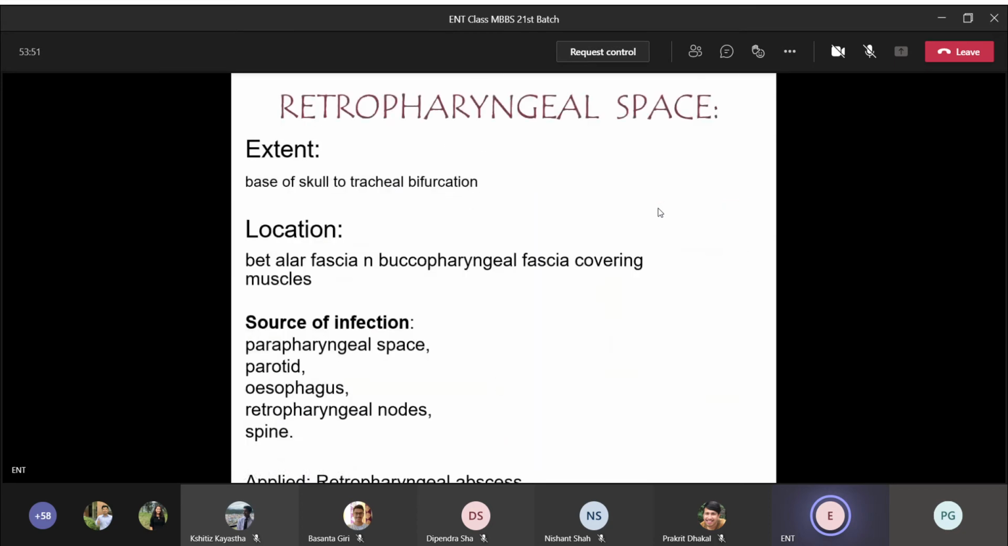The retropharyngeal space extends from the base of the skull to the bifurcation of the trachea. It's located between the alar fascia and buccopharyngeal fascia, covering the muscles. A source of infection can cause infection of the parapharyngeal space, parotid, esophagus, retropharyngeal nodes, and spine. And applied anatomy: there is a collection of abscess in the retropharyngeal space, forming retropharyngeal abscess.